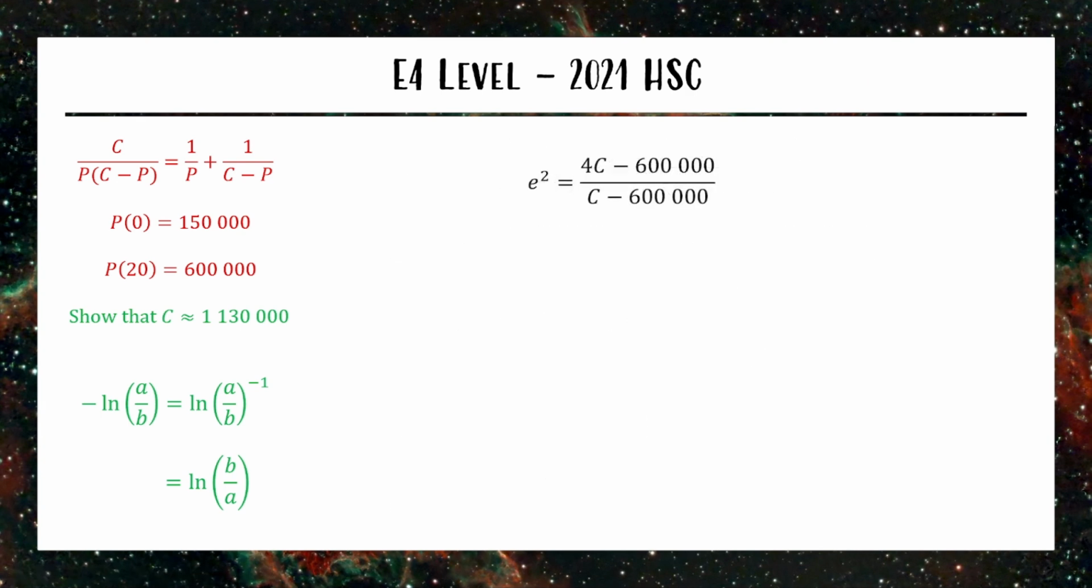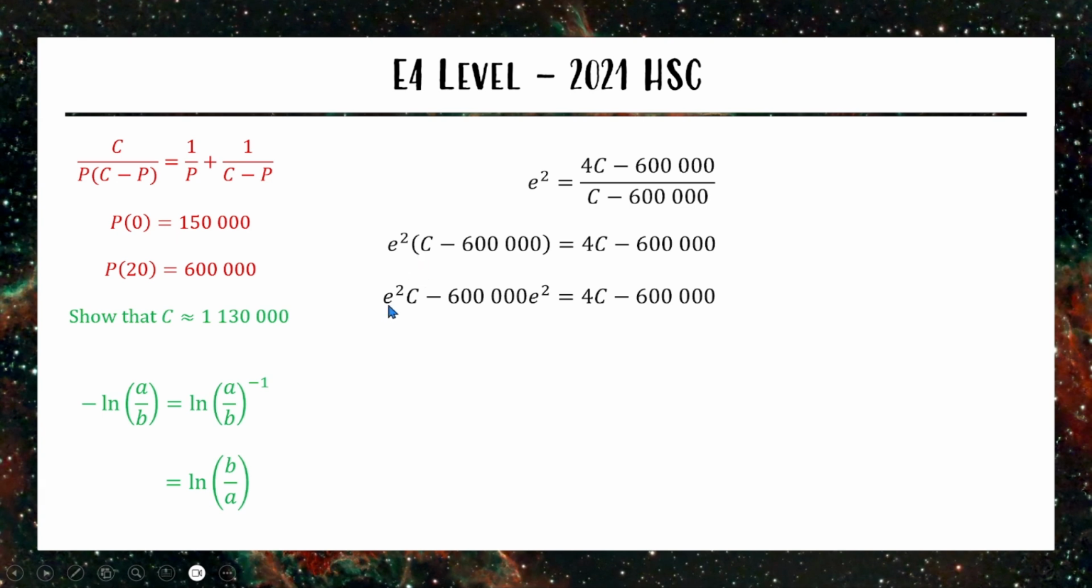We need more space. This question is an absolute mammoth. We're going to multiply the c minus 600,000 across to the left-hand side to look like this. Remember, the goal here is to make c the subject, and we're trying our hardest. We're going to expand out the left-hand side to get e squared c and 600,000 e squared. So far, that's all good. Now we're going to group all the c's together on the left and everything else on the right.